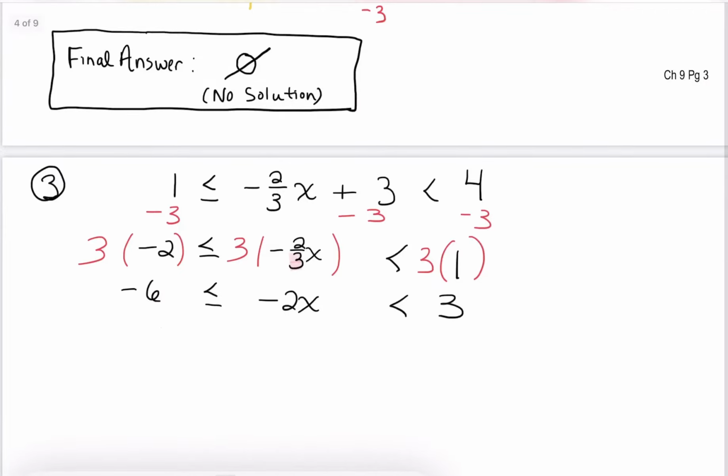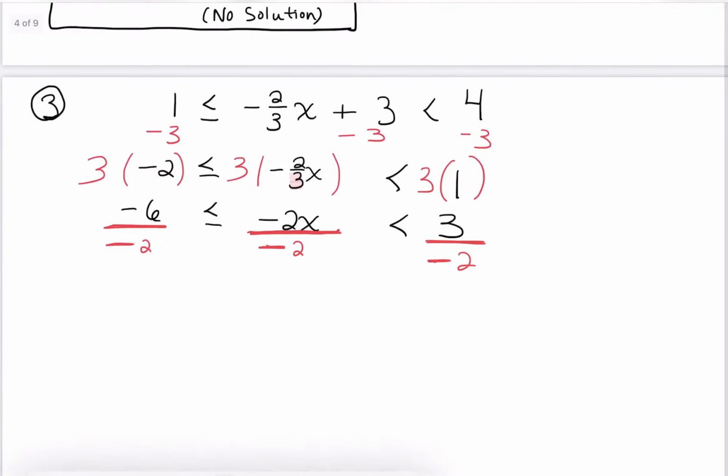And now our last step here to get x all by itself in the center is to divide by negative 2. And this action of dividing by a negative on both of these inequalities at the same time, remember what that means. That is where we have to reverse the direction of our inequalities. All right, so on the far left, we now have 3. In the center, of course, I have my x, and on the far right, I'm going to have negative 3/2.